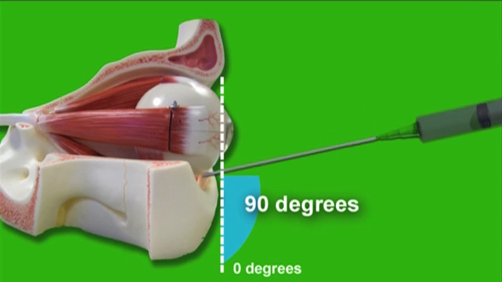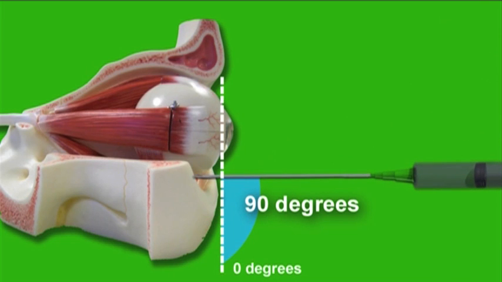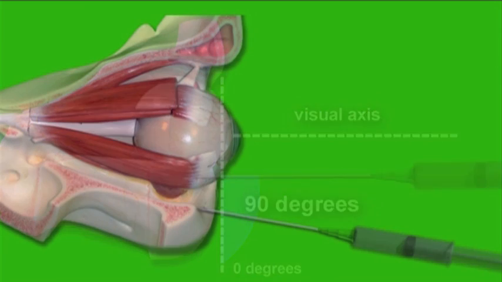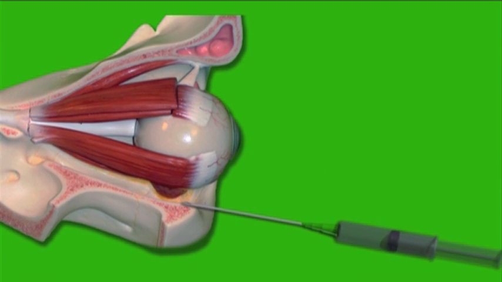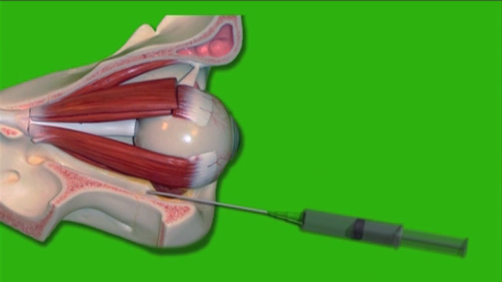Stage 2. The needle tip is redirected at a 90-degree angle to the frontal plane of the orbit, parallel to the visual axis. Then the needle is advanced posteriorly approximately 0.5 inches, or 12.5 millimeters, passing the equatorial plane of the globe. During this stage, the tip of the needle continues in the extraconal peribulbar space.